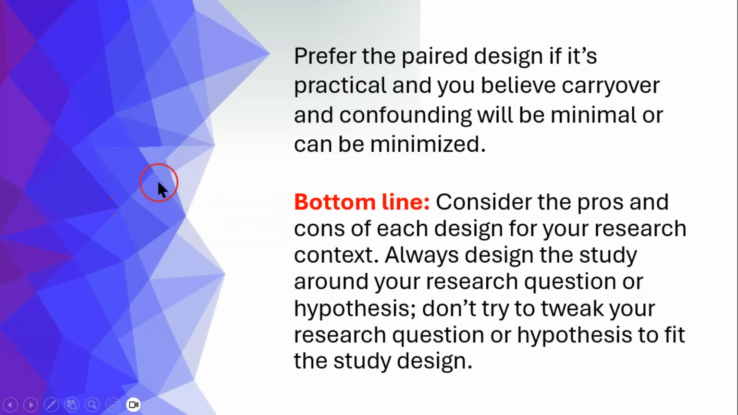And then the last slide is, as a general rule, there's nothing hard and fast here, but you can prefer the paired design if it's practical and you believe that carryover and confounding will be minimal or can be minimized. Okay, because you just need fewer subjects. You can get a more precise estimate. You can have more power and precision. You can also look a little more at interaction effects. The bottom line then is consider the pros and cons of each design for your research context, at least when we're talking about these two types of designs.